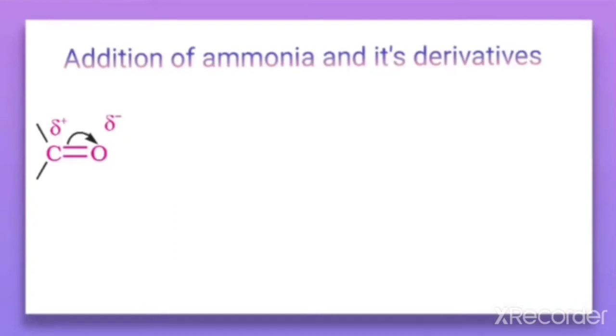First, the addition of ammonia and its derivatives. That means in this we need to discuss some nucleophiles like ammonia and its derivatives, and their addition to the aldehyde and ketone with the elimination of water. So first let us take the general representation of aldehyde and ketone, that is the carbonyl group. Generally we represent the derivative of ammonia in this way, that is H2NZ.